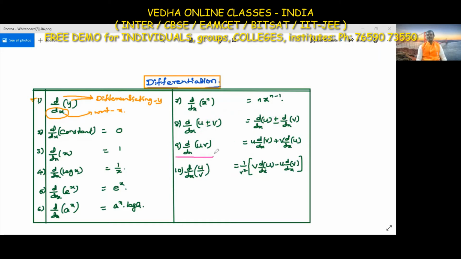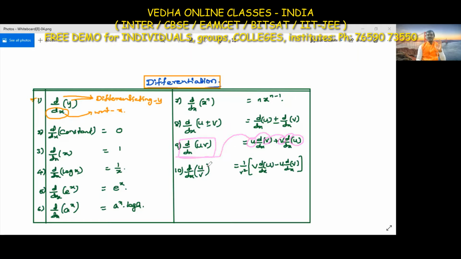Okay, if it is d by dx of u into v, for this problem the formula is: u outside, we are writing u outside and differentiating the function v. And then, v outside, we are writing v outside and differentiating the function u. That means d by dx of uv is equal to u into d by dx of v plus v into d by dx of u.